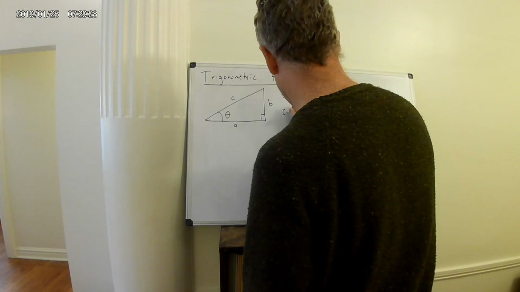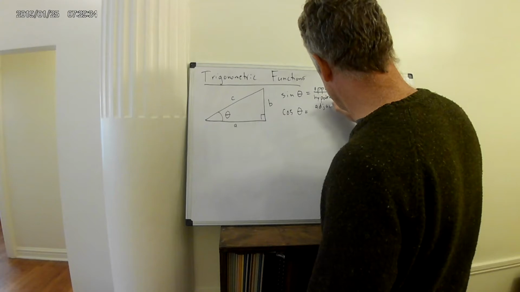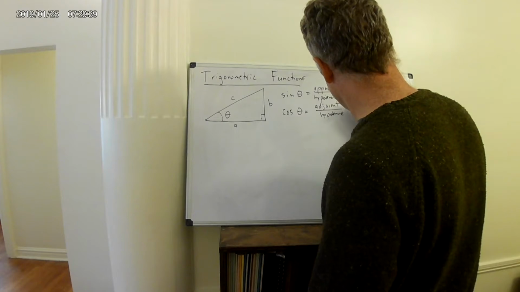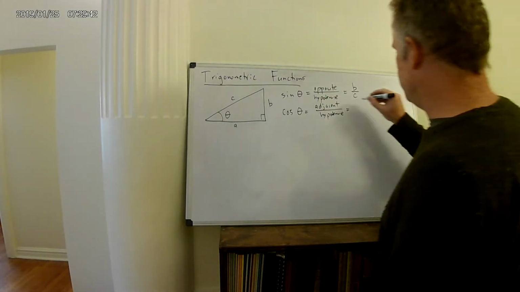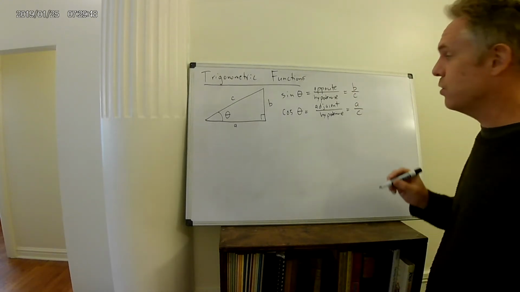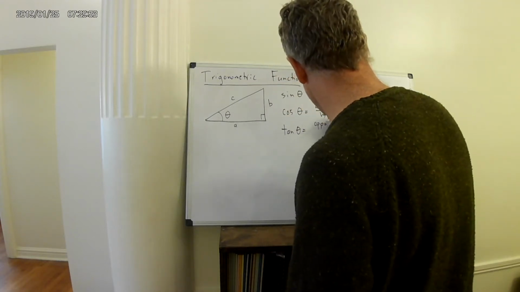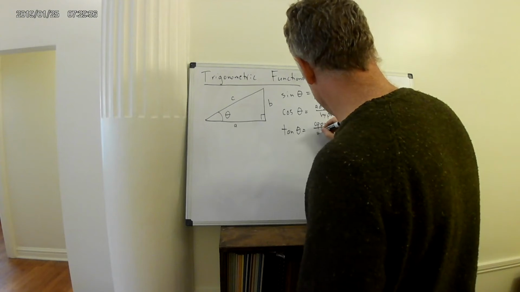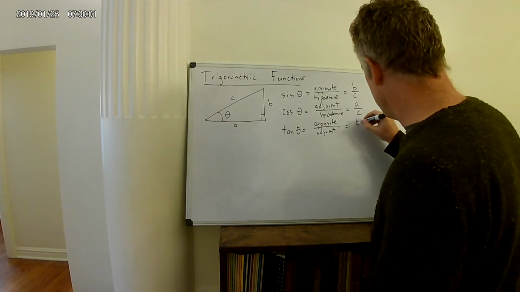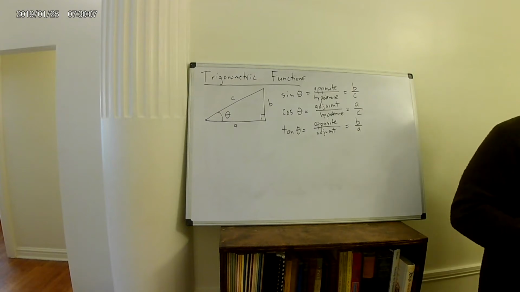Then you can have the cosine of an angle. The cosine is equal to the length of the adjacent side divided by the hypotenuse. For this triangle, that would be a, the adjacent side, divided by c. And finally, we have the tangent function. Tangent of theta is defined as the length of the opposite side divided by the length of the adjacent side. For this triangle, that would be b over a. So these are the definitions of the 3 most important trig functions.